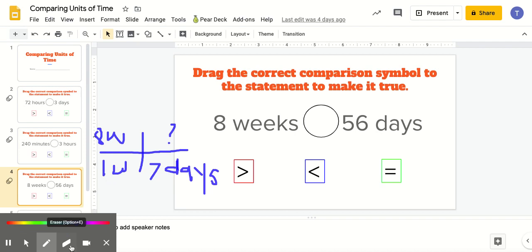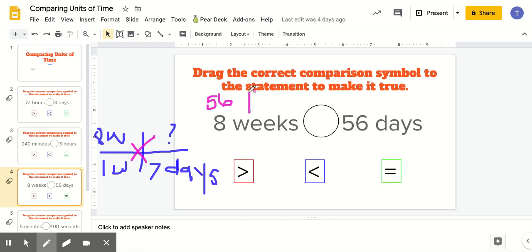Okay, and again, the two numbers that you're given are across from each other, so they make an X. So we are going to multiply. 8 times 7 is 56. So in 8 weeks, there are 56 days. So 8 weeks and 56 days are equal.